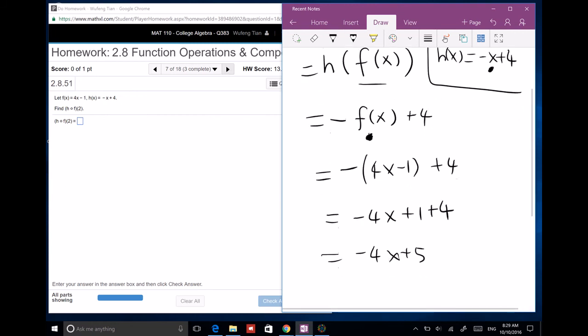Then it asks you what is h of f of 2. You just need to plug 2 into the function. It's negative 4 times 2 plus 5, which is negative 3.